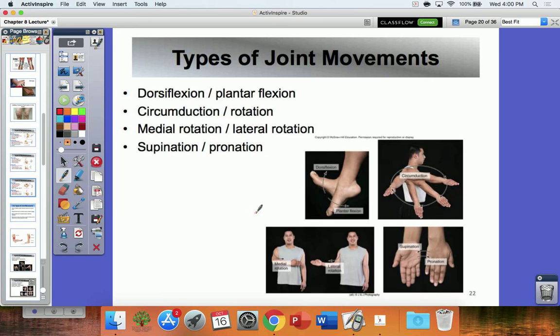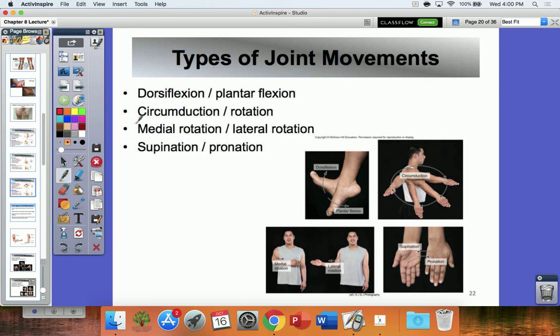And then we have dorsiflexion and plantar flexion. These two are in reference to the foot. Plantar should sound familiar. That's in reference to the foot. And so dorsiflexion is going to be bringing the foot closer to the tibia. Plantar flexion is more of a pointed, like a ballerina type of flexion.